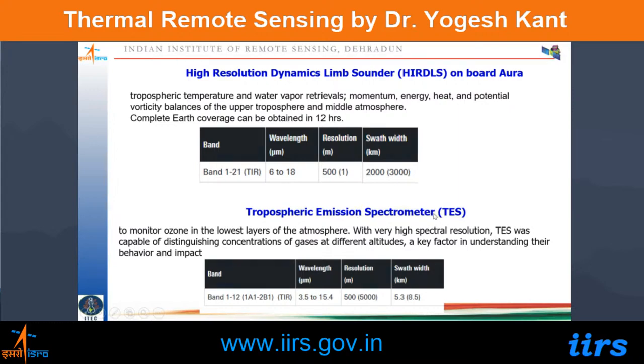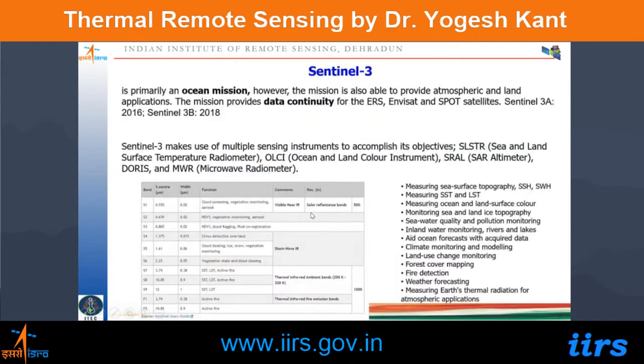Then the Tropospheric Emission Spectrometer, so TES. It monitors the trace gases like ozone, tropospheric ozone, with a very high spectral resolution. Of course, there is the Sentinel series, Sentinel-1, Sentinel-2, they were different series. And Sentinel-3 is devoted mostly to the ocean, Sentinel 3A and 3B. And it has thermal channels, because it is not only for ocean, but it can also be used for the land features. So it has a thermal channel especially for these kinds of parameters.